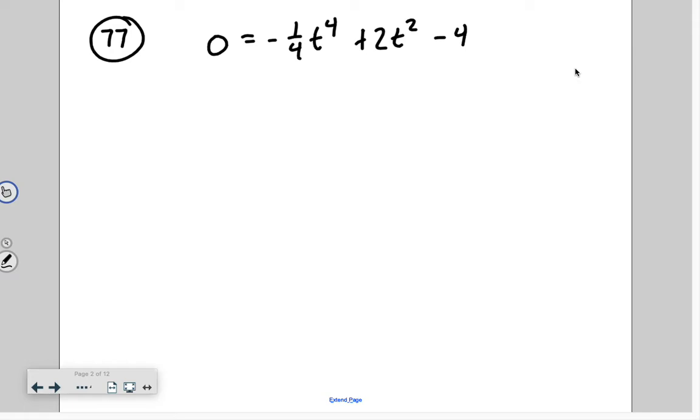What I don't like about this one is the negative and the 1/4 when I'm trying to factor. So how can I take care of both of those issues in one step? Multiply everything by -4. So 0 times -4 is still 0. When I multiply by -4, I get 1 here, so this is just t to the 4th. Times -4 gives me -8t squared. Times -4 gives me plus 16, and that's a lot nicer than what we started with. Now let's factor.